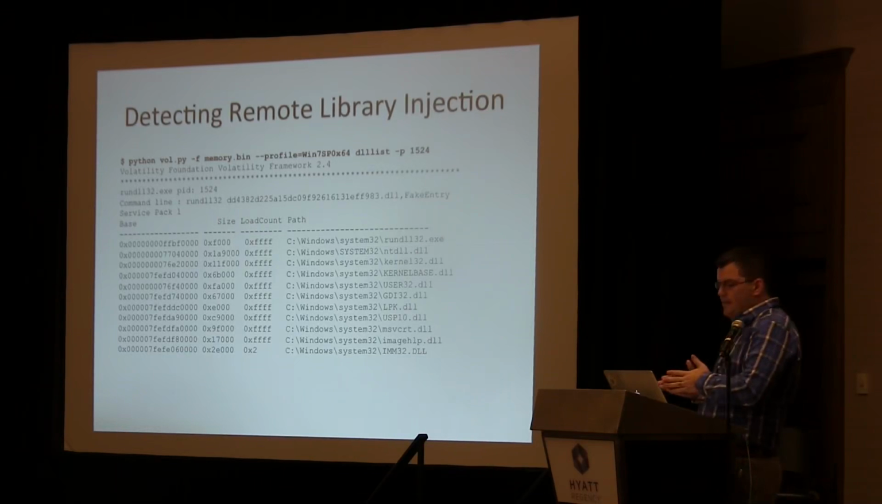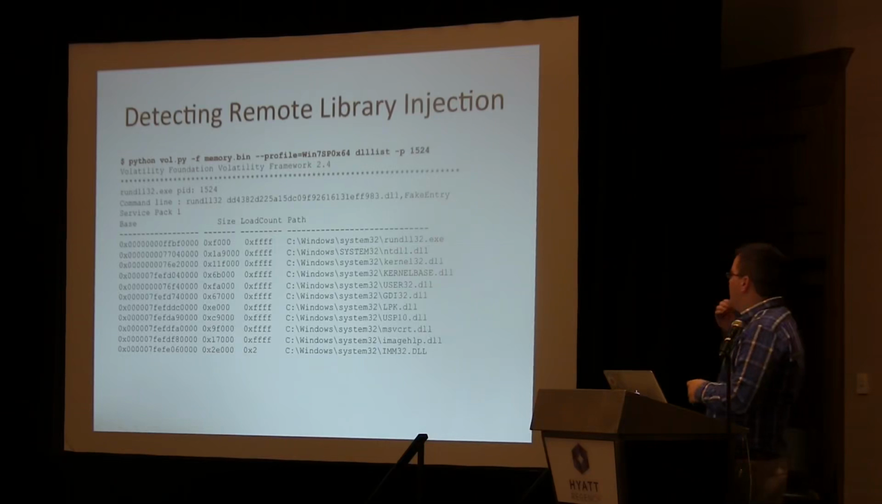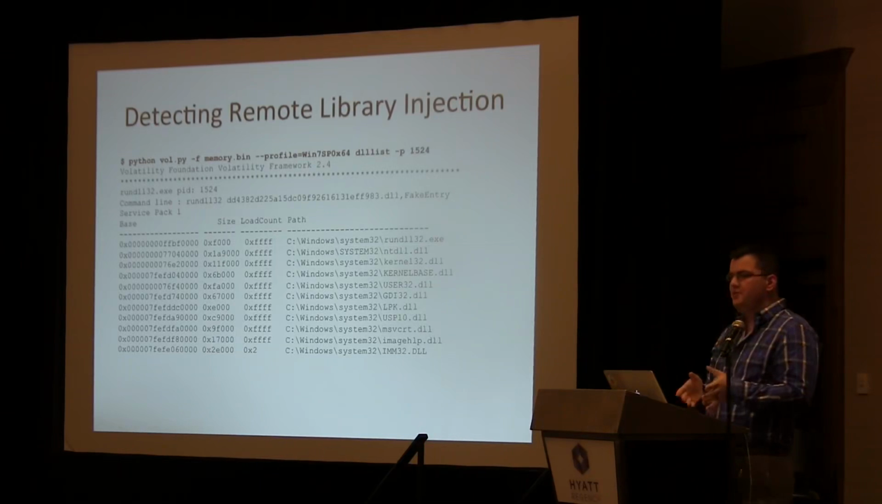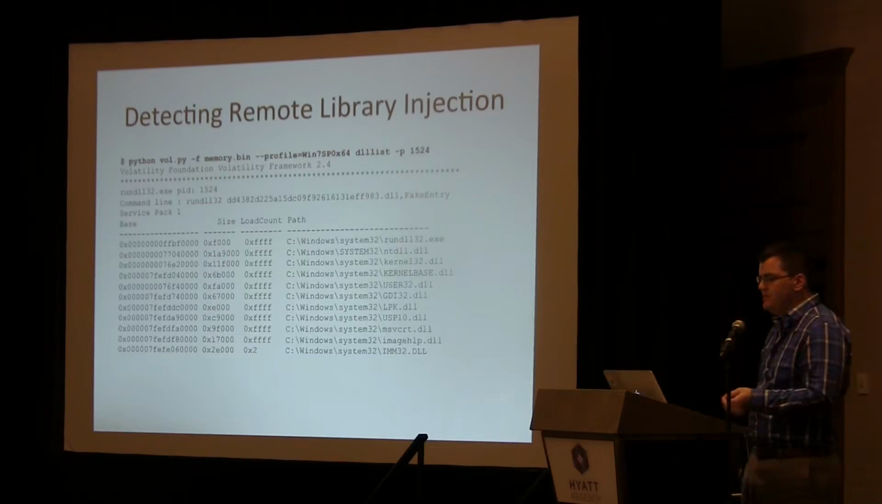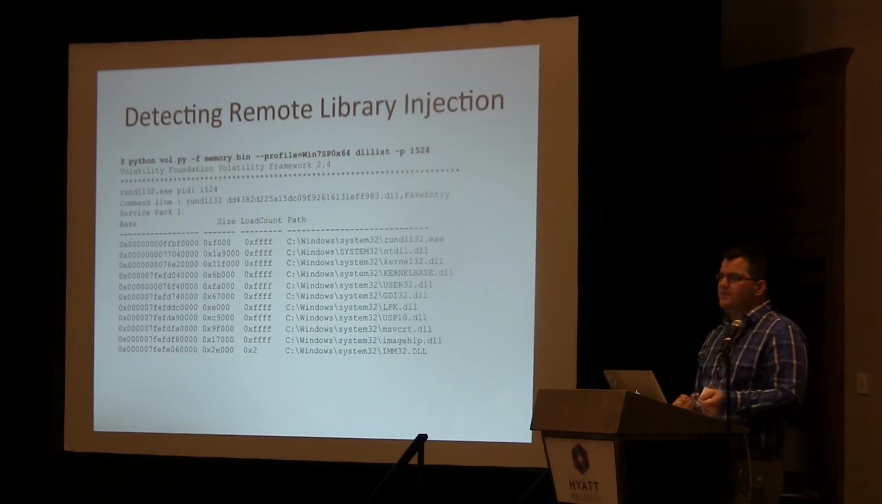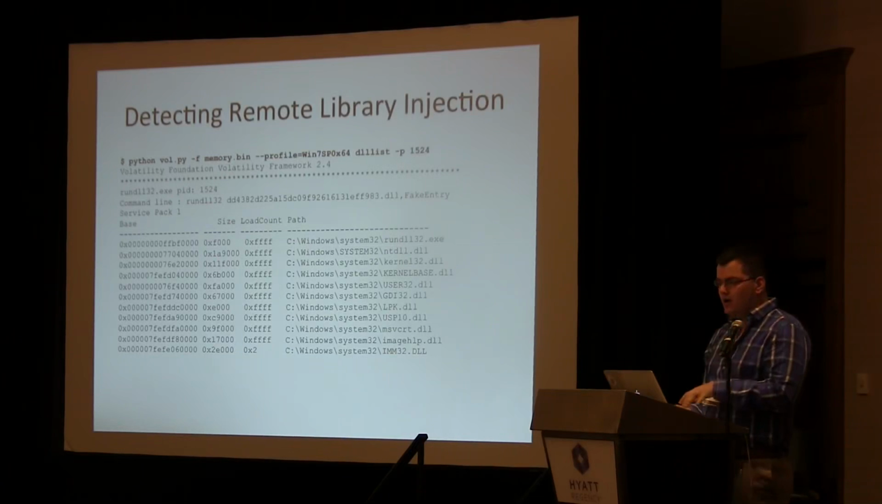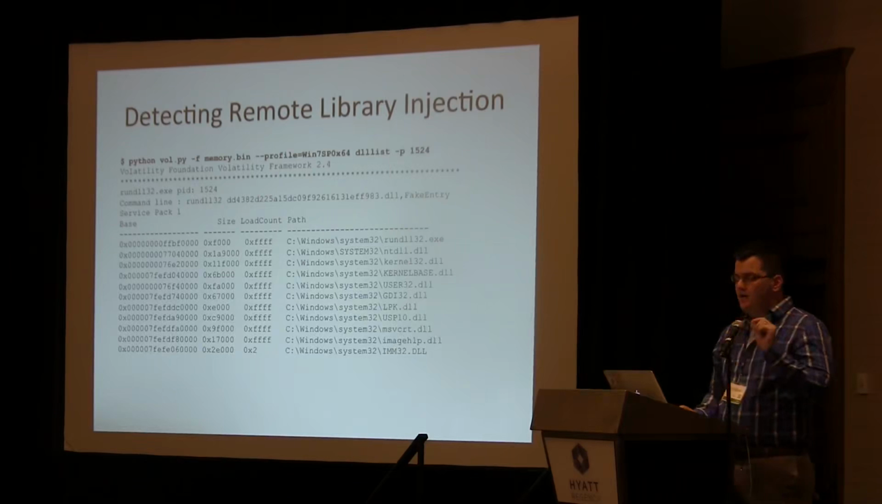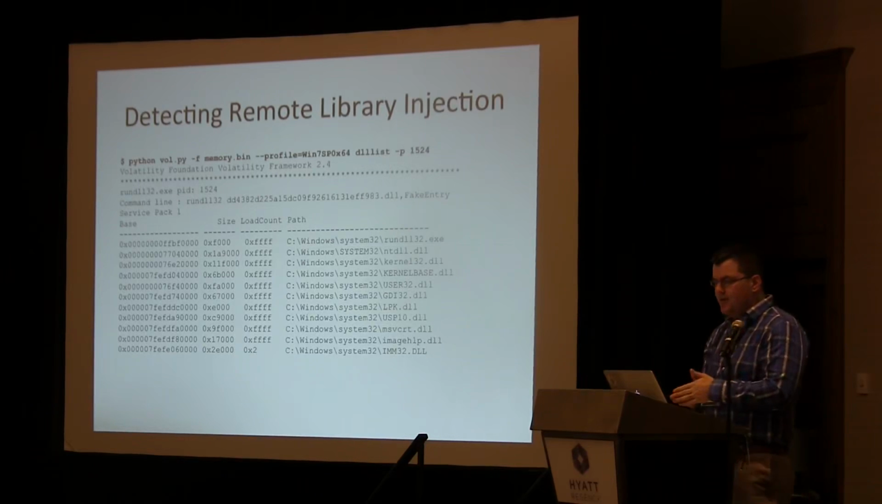With Volatility, you can use the DLL list plugin. It's going to list all of the DLLs that are loaded, and if you're doing it manually, you can look at all the DLLs and ask, are any of these suspicious, or ones I'm not familiar with? Or if you script on top of Volatility a little bit, you can very easily incorporate a whitelist. You can take all of the DLLs from your base image, run DLL list against all of the processes, and then look for the DLLs you don't know about.